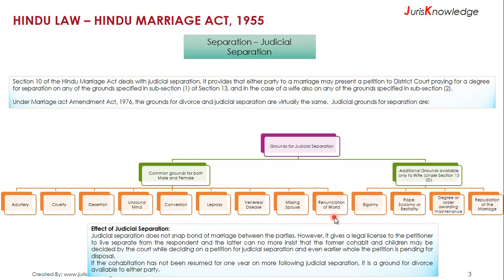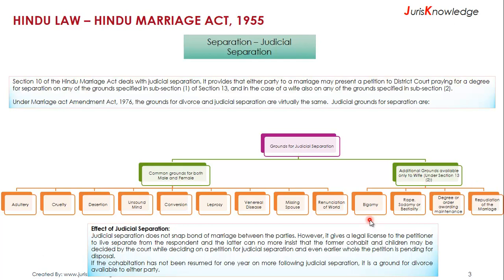And renunciation of the world by either of the spouse on religious or spiritual grounds is another one based on which the judicial separation can be granted. So these are common grounds which are available to both male and female based on which the judicial separation can be requested for. Then there are additional grounds available only to the wife, which is under section 13 clause 2.